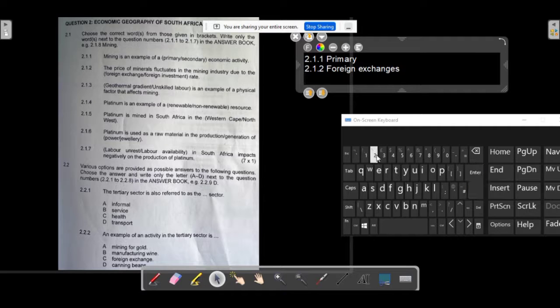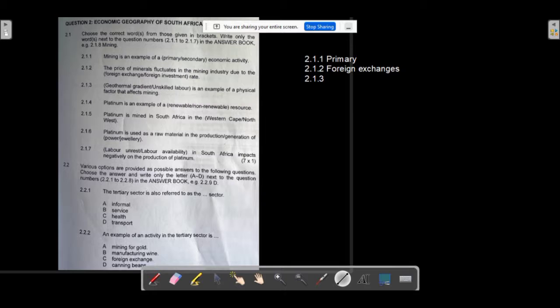And then 2.1.3, geothermal gradient or unskilled labor is an example of a physical factor that affects mining. So it is a physical factor. Now unskilled labor, guys, is a social factor.